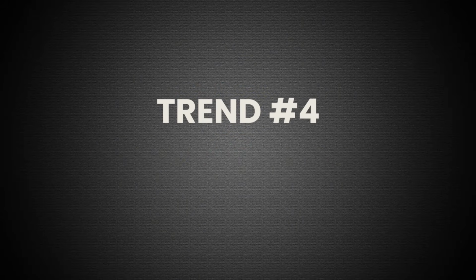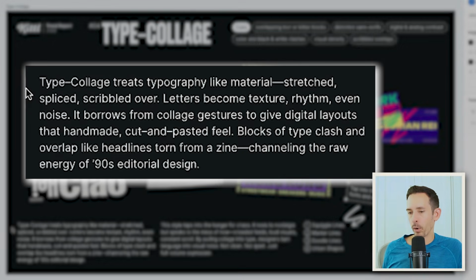Design trend number 4 is called type collage. The report states type collage treats typography like material, stretched, spliced, scribbled over. It borrows from collage gestures to give digital layouts that handmade, cut and pasted feel. Blocks of type clash and overlap like headlines torn from a zine, channeling the raw energy of 90s editorial design.